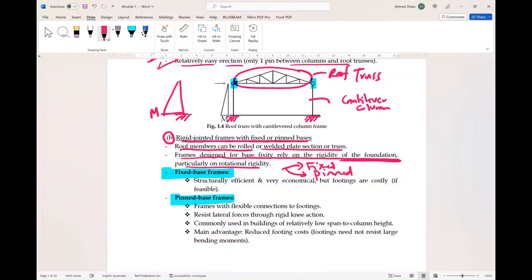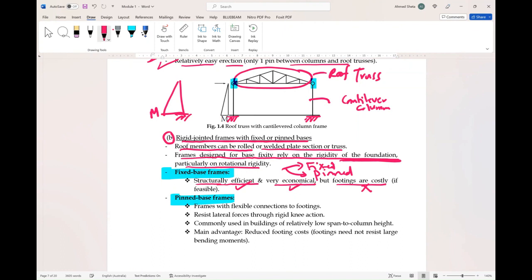In the fixed base, the advantage is it is structurally efficient and very economic, but the footings are costly. So the problem is the cost. It is economic and structurally effective. This is the frame itself, but the footings are costly.